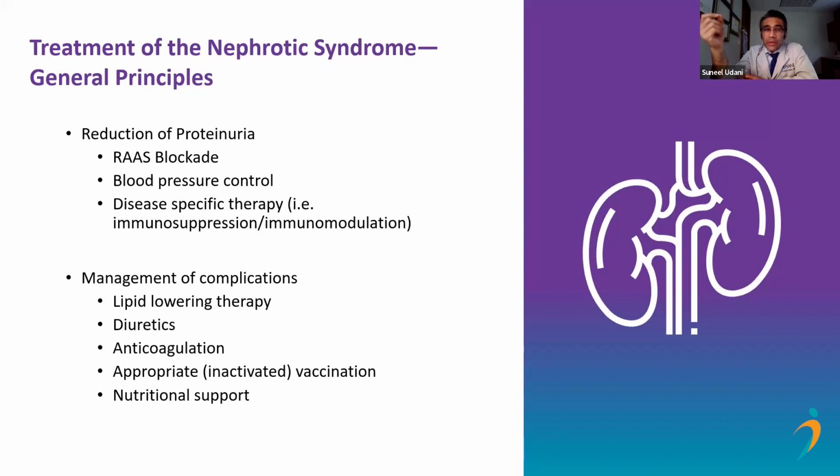We also want to make sure we manage the complications, as I mentioned. People get high cholesterol, we can manage that. Fluid retention, you manage that with diuretics. Some people have a tendency to form blood clots. This is less so in minimal change and FSGS, but more in membranous nephropathy. In addition to losing protein like albumin and vitamin D binding protein, people are losing antibodies as well. And so giving appropriate vaccination to try to prevent people getting infections on top of what they already have is really important. It's inactivated vaccines, because live vaccines, especially if you're on immunosuppression, are quite dangerous. And then appropriate nutritional support, because you're losing lots of protein. So some of the principles of protein restriction in chronic kidney disease do not hold here.